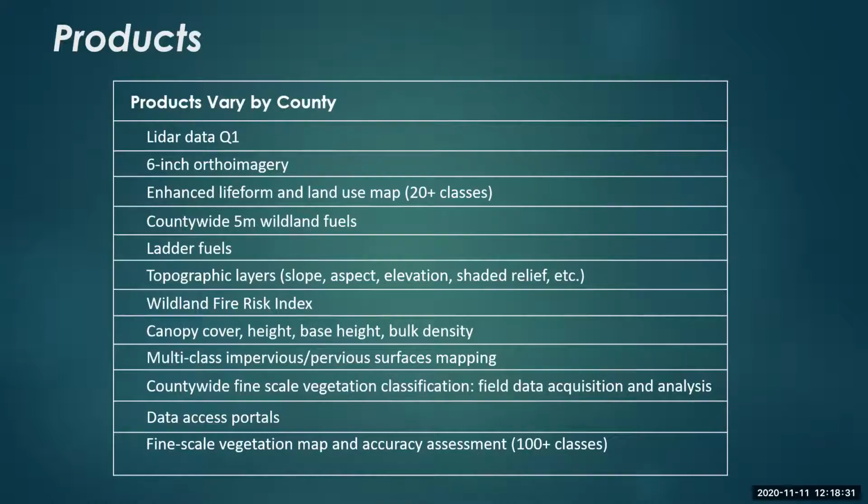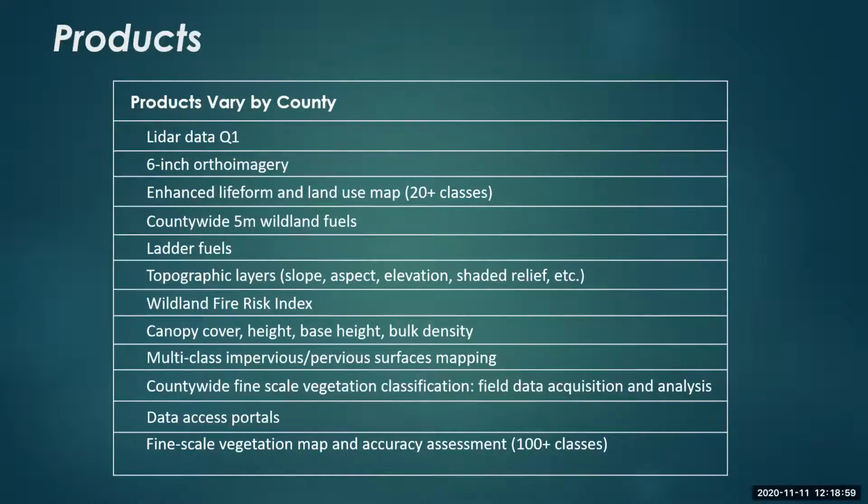Then we're creating 5-meter wildland fuels maps for all the counties, including ladder fuels, which is an important variable in fire behavior. It's the fuel on the ground up to the canopy of the trees, so it's usually from 0 to 12 feet, and it's very important in the spread of fires. And the topographic layers that we all expect, from the Lidar data: slope, aspect, elevation, shaded relief.